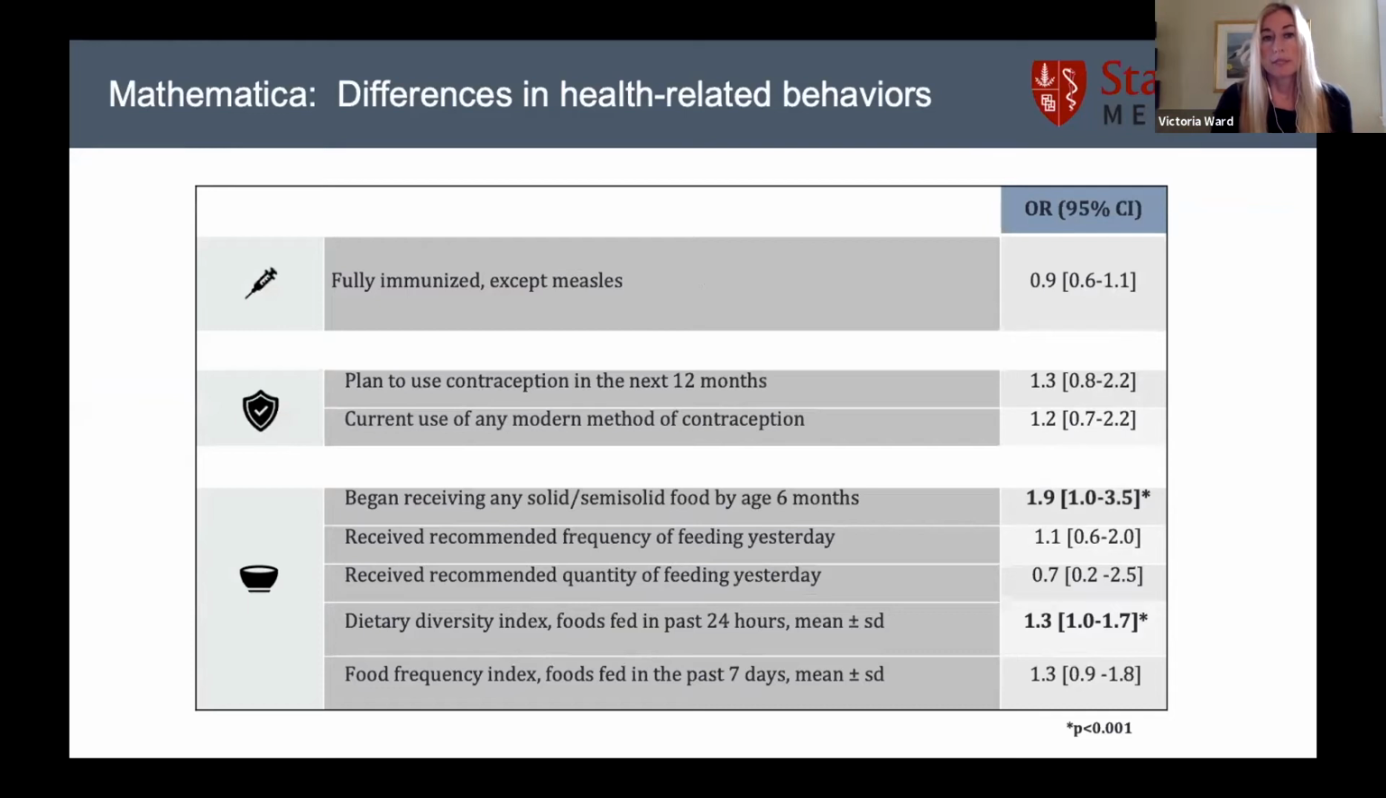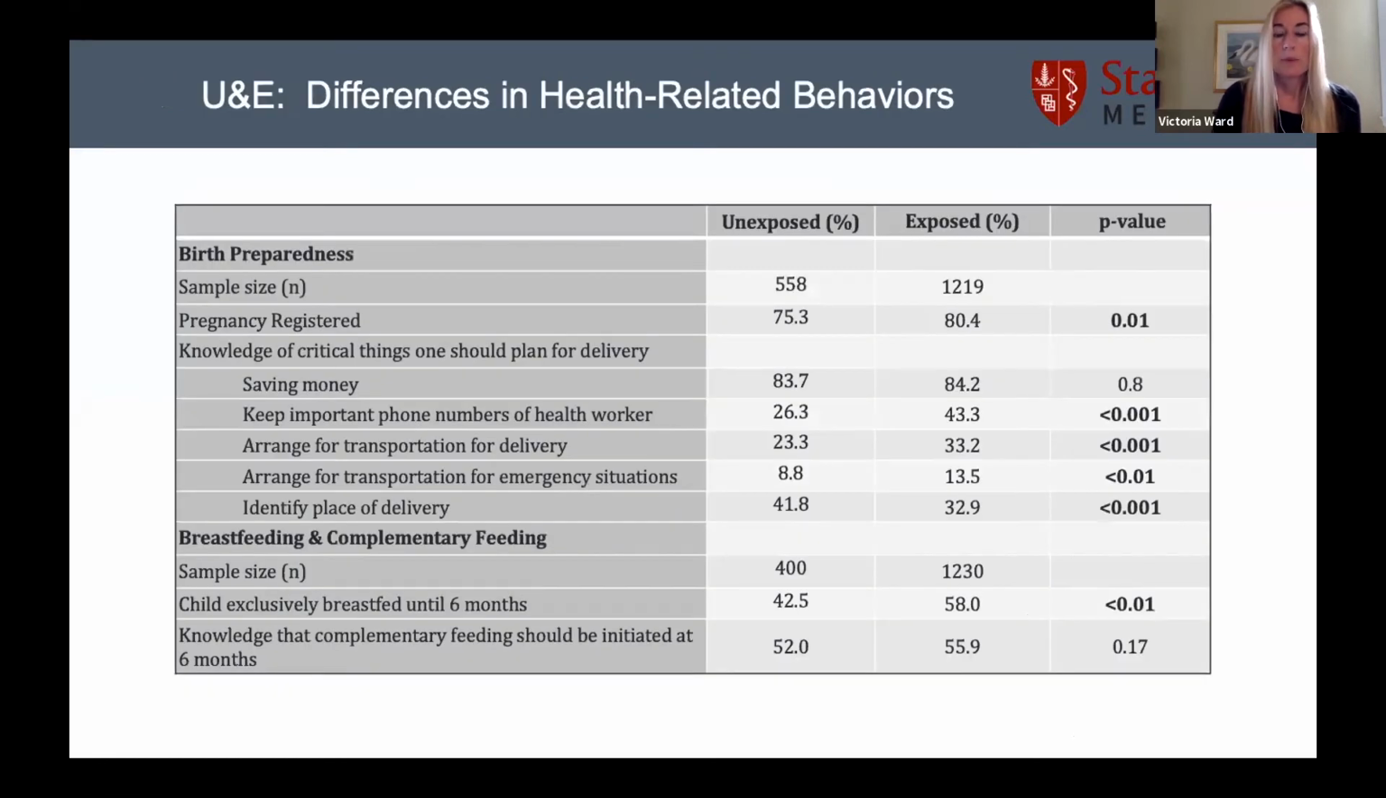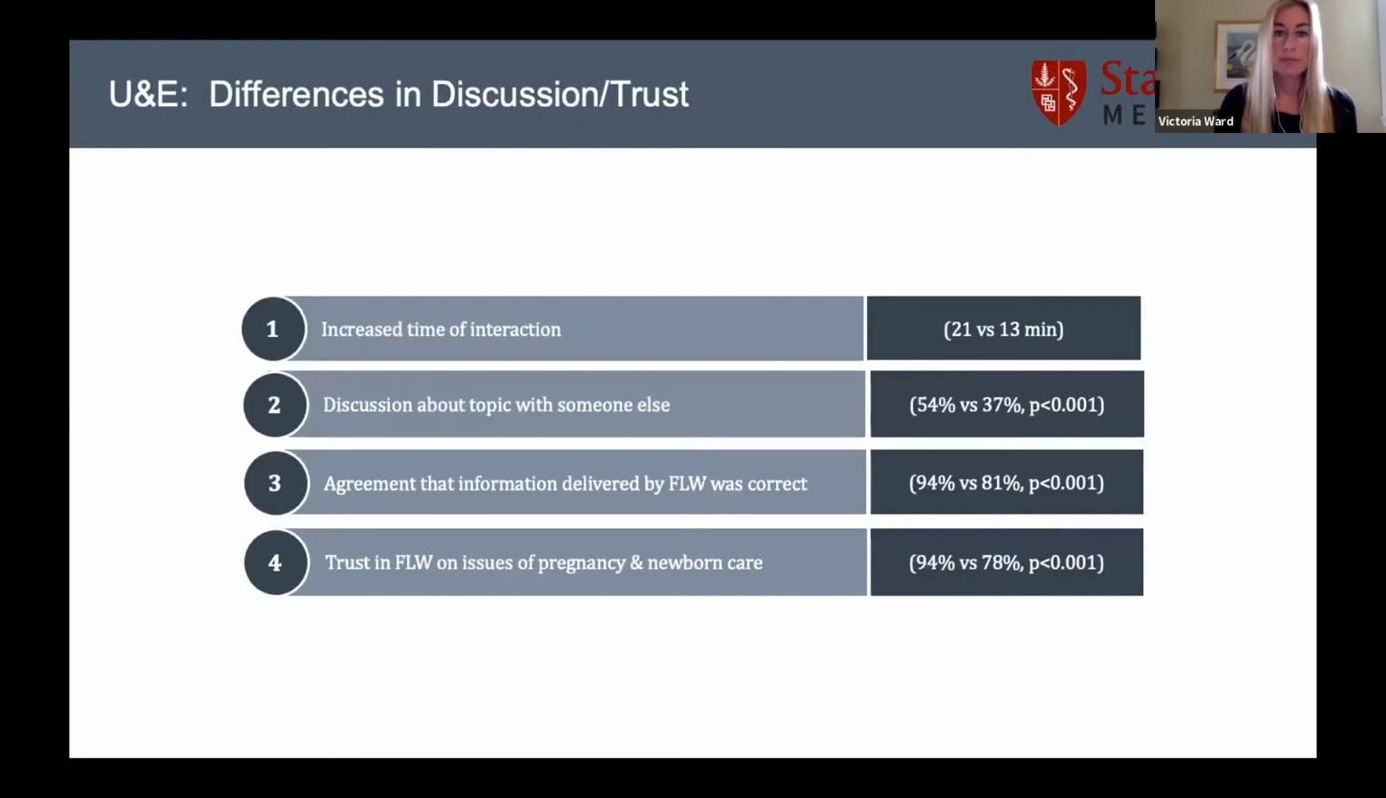We don't see any major differences in immunization or contraception usage, but when we look at complementary feeding, we see that women did more commonly feed their children semi-solid or solid foods by 6 months and had better dietary diversity index for the feeding of their children. We see similar results for the UNE study. So women more commonly perform those birth preparedness activities. They more commonly exclusively breastfed their children.